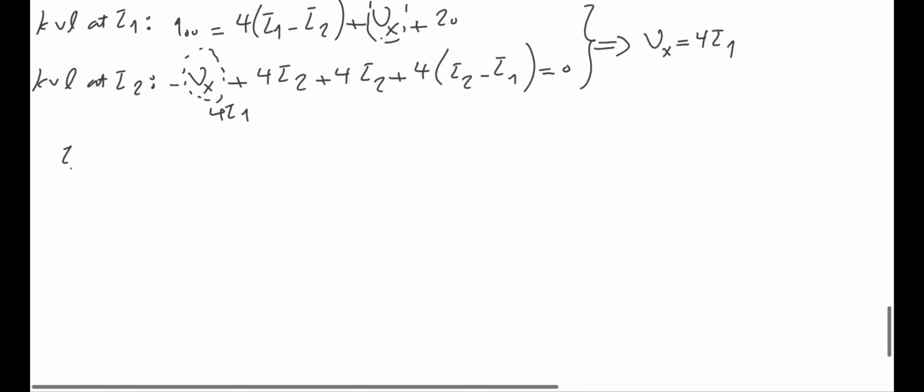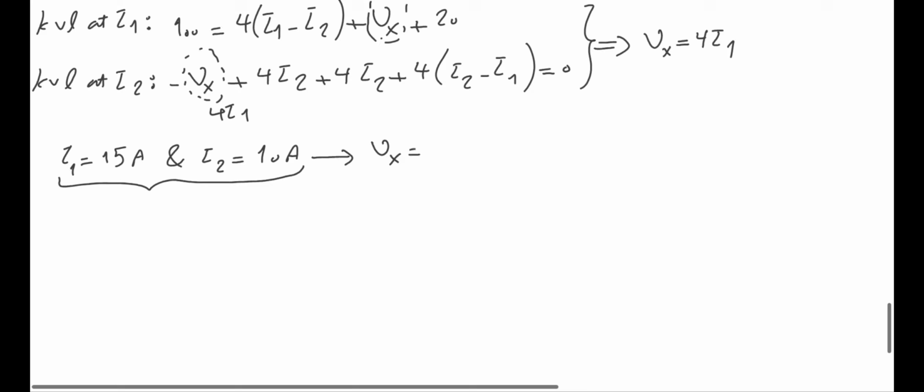I1 becomes 15 amps and I2 becomes 10 amps. You can just try to solve that and reach to the same values. So I1 is 15 amp, I2 is 10 amps. From here, I know that Vx is 4 times I1. So from here, Vx will be 4 times 15 or 60 volts. Okay, so I have I1, I2, and Vx.